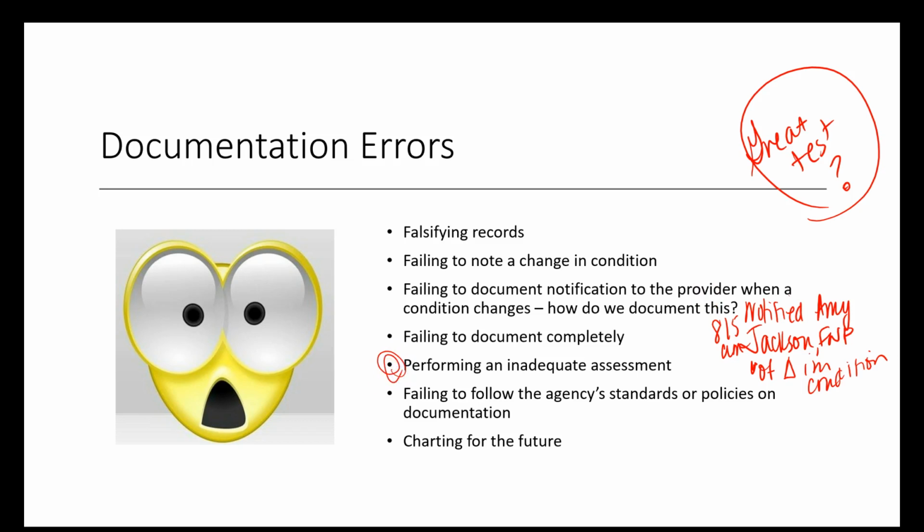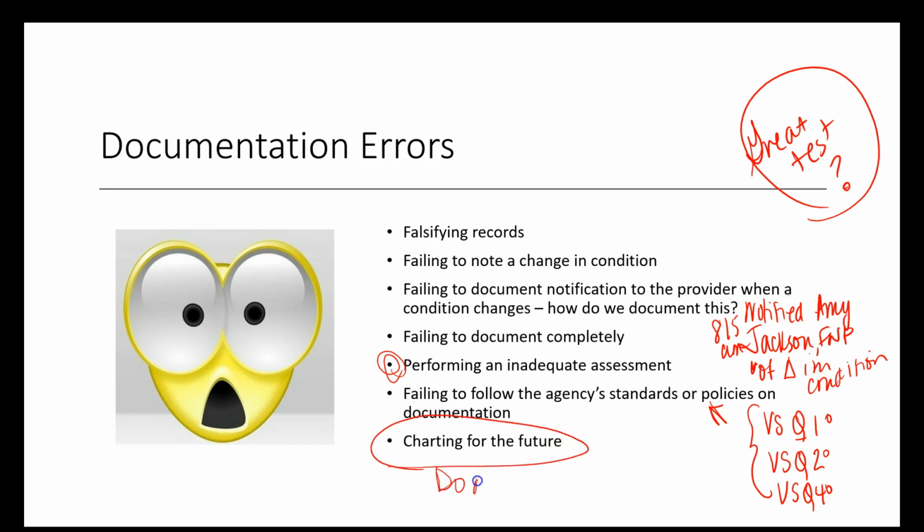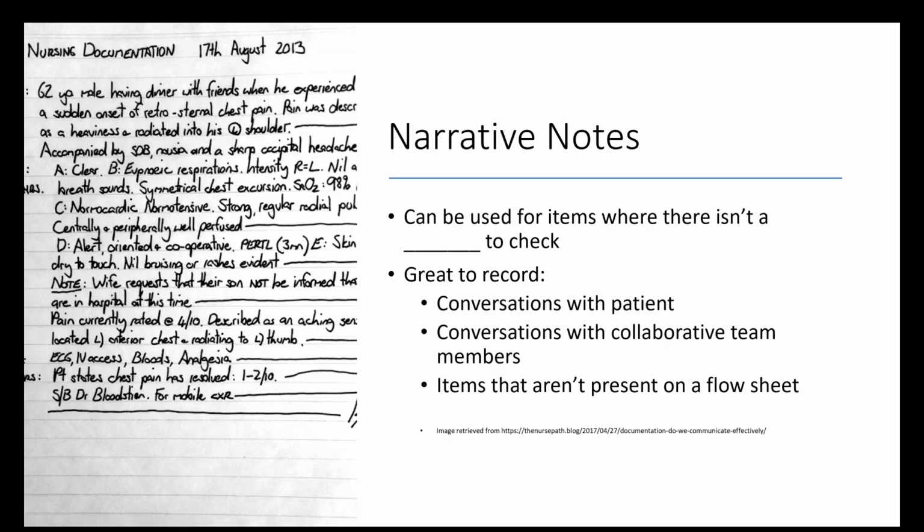Okay. Failing to follow the agency's standards or policies on documentation. So if your hospital policy says that you need to document vital signs every 1 hour, and Q is a 1 in nursing, okay, so vital signs every 1 hour, every 2 hours, vital signs every 4 hours, anything like that, these are the policies that need to be followed in terms of your documentation. Do not ever chart in the future. You cannot chart something until it is done. Get it? Don't chart in the future.